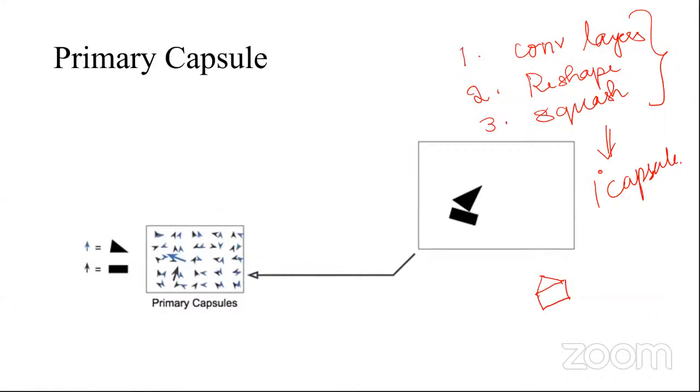Every capsule in the first layer tries to predict the output of every capsule in the second layer, that is, the next upcoming layers. So the first layer will predict the output of the second layer, the second capsule tries to predict the output of the third capsule, and likewise it goes on.